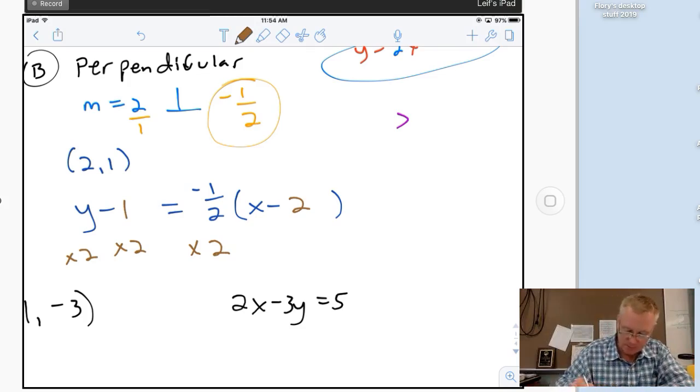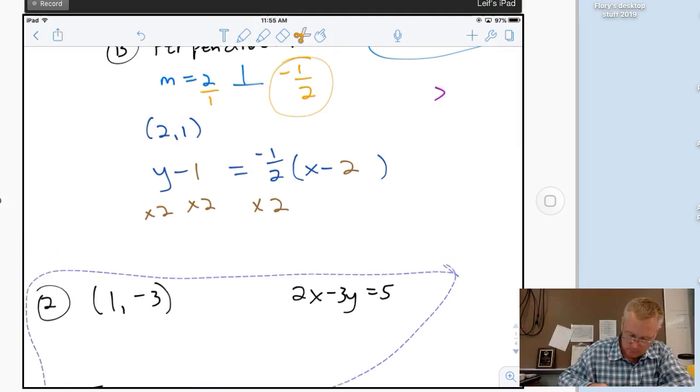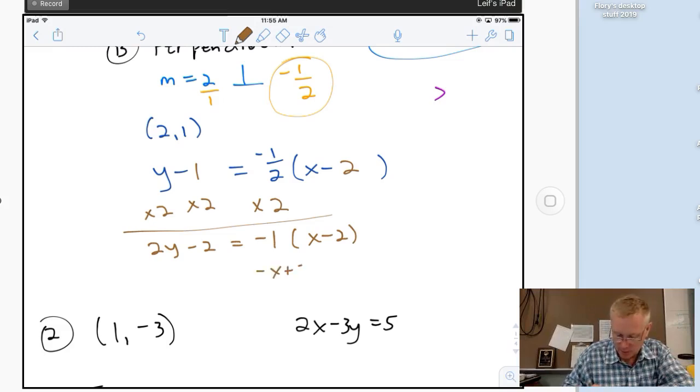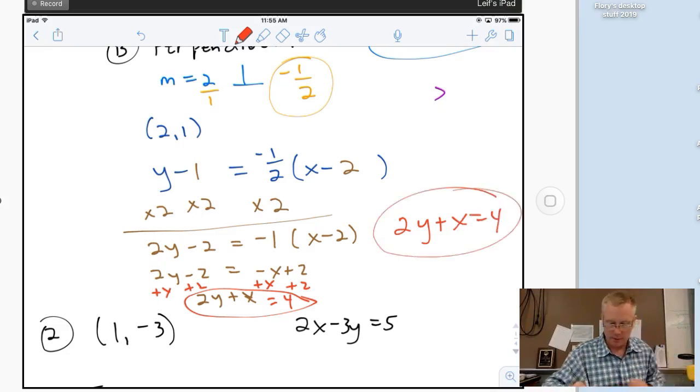Which means once I've done that, what I get is I get 2y minus 2 equals -1 times x minus 2. Okay? And now if I multiply out that negative, I get -x plus 2 equals 2y minus 2. And then I bring the x's to one side. If I add x, I get 2y plus x. And then I can also do this in one move. If I add 2 and I add x, then I get 4. So I got 2y plus x equals 4 when you manipulate it into standard form.